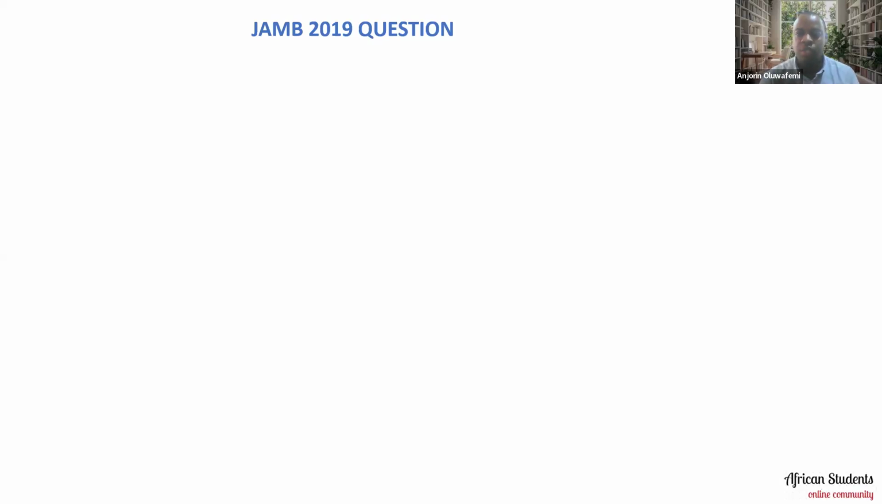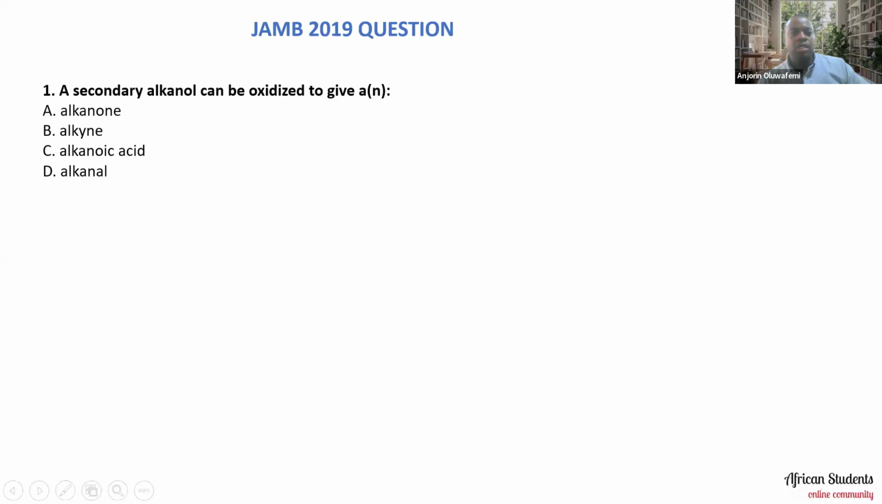So we start with the first question. The first question from the 2019 chemistry JAMB questions is this: a secondary alkanol can be oxidized to give an alkanone, an alkyne, an alkanoic acid, or an alkanal? So you tell me what you feel the answer is in the comment section, and I'll reveal the answer to be this, which is an alkanone. So a secondary alkanol can be oxidized to give an alkanone.